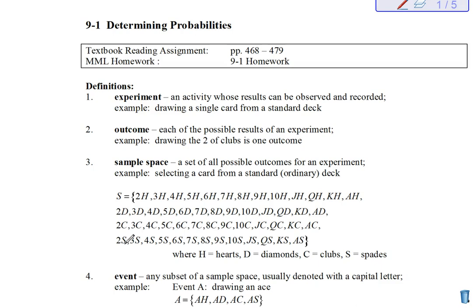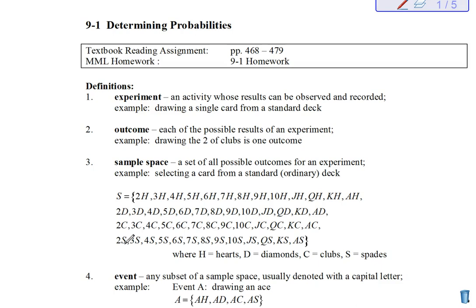First definition we have here is an experiment. An experiment is an activity whose result can be observed and recorded. For example, drawing a single card from a standard deck. Other examples would be rolling a dice, spinning a spinner, drawing a piece of candy out of a jar. There's a lot of different experiments you can do in your class. I will tell you, if you have questions on your exams or on your homework about a standard deck of cards, that's probably something you need to go over more because students these days do not play card games as much and they're not as familiar with the cards.